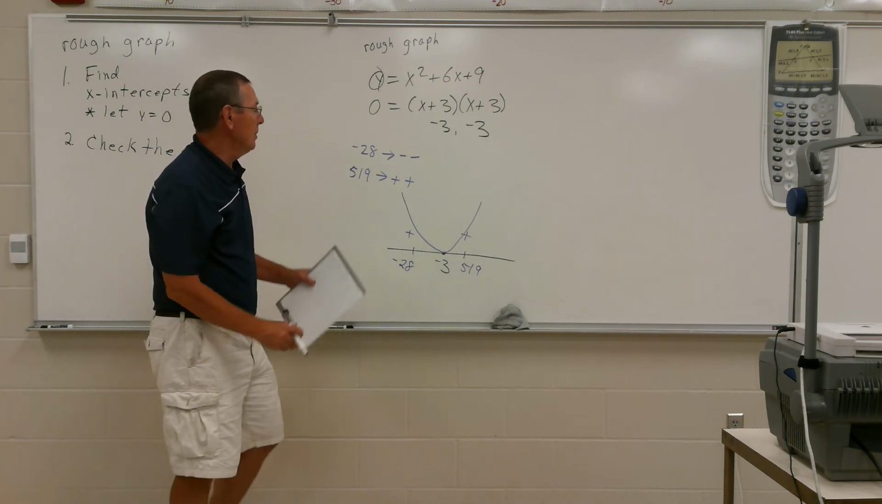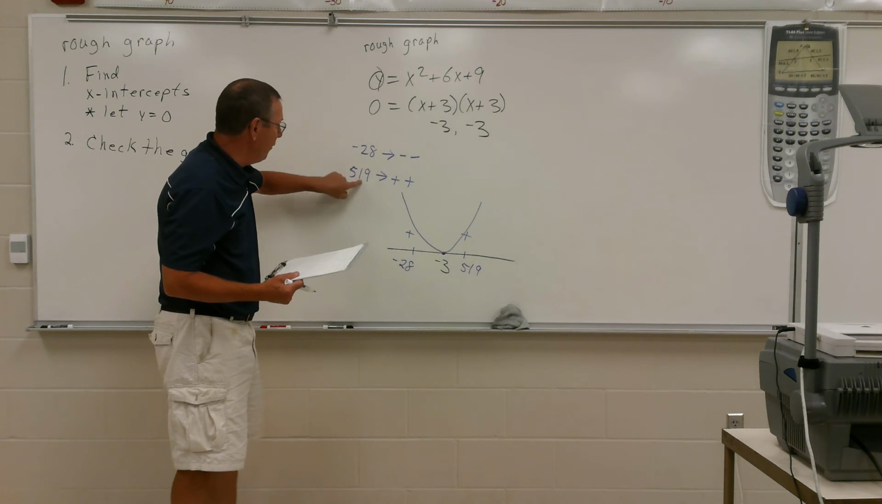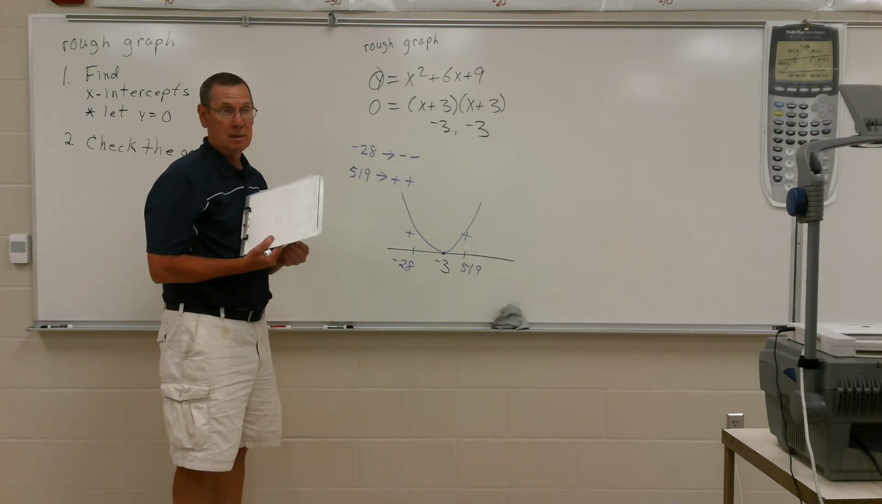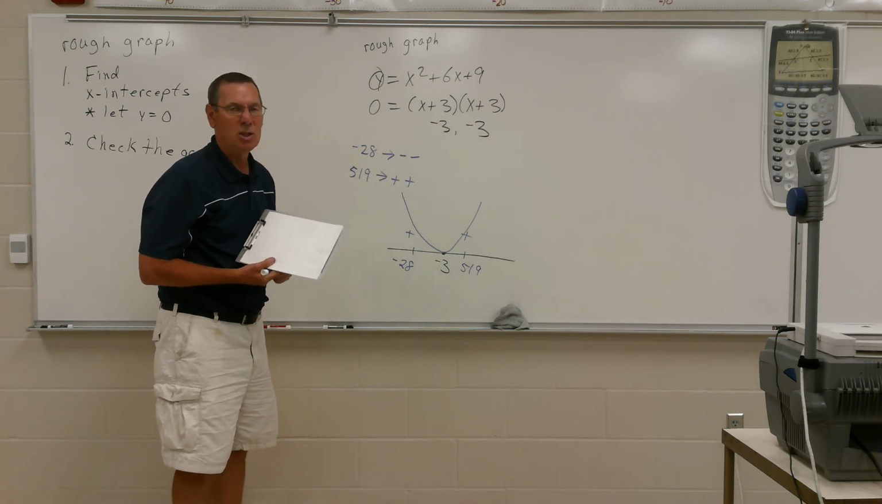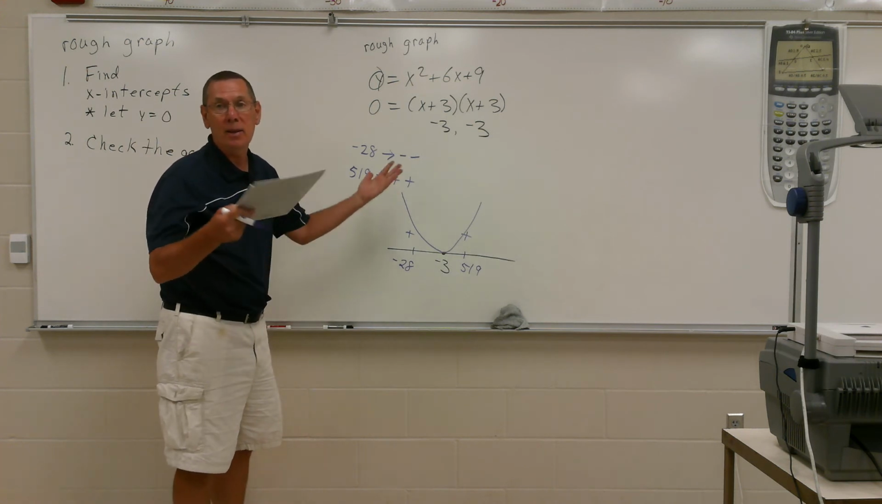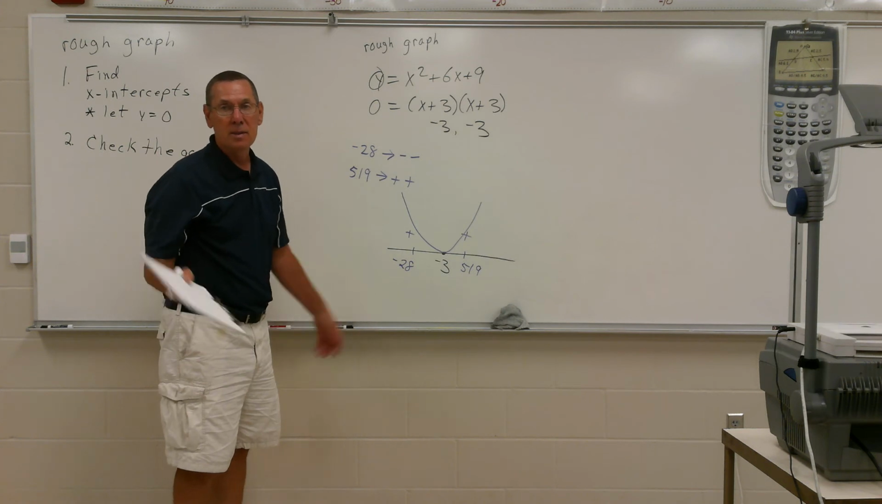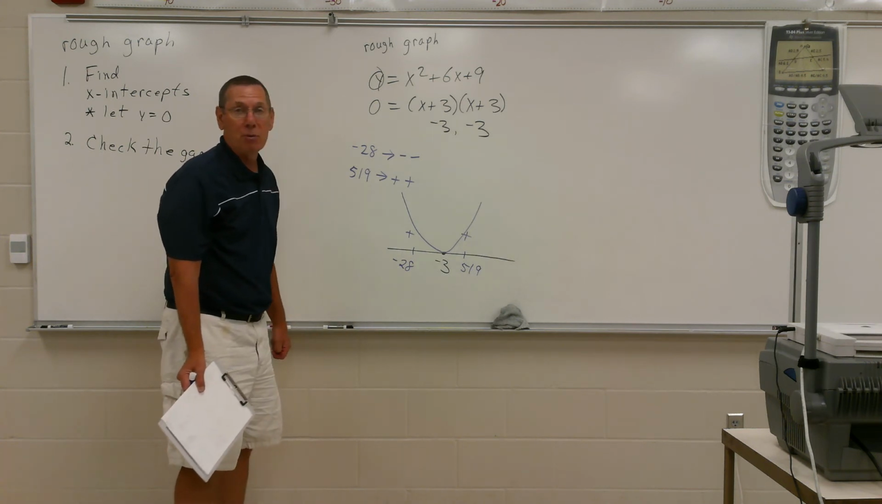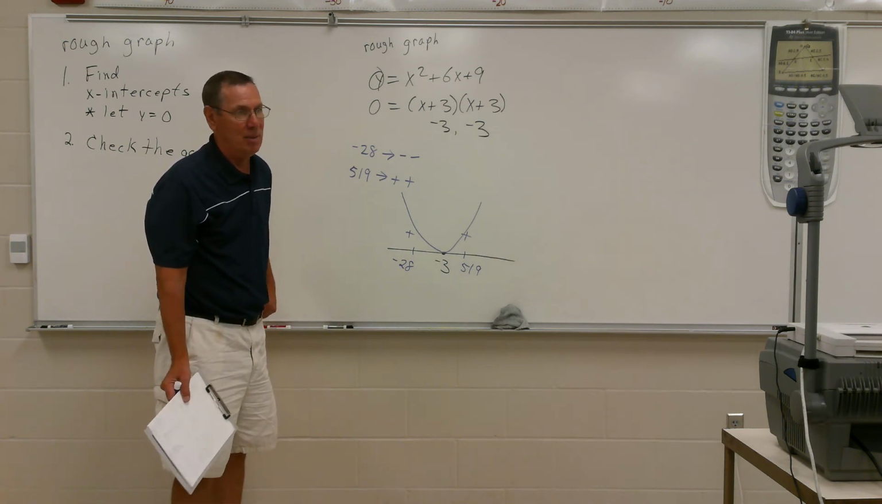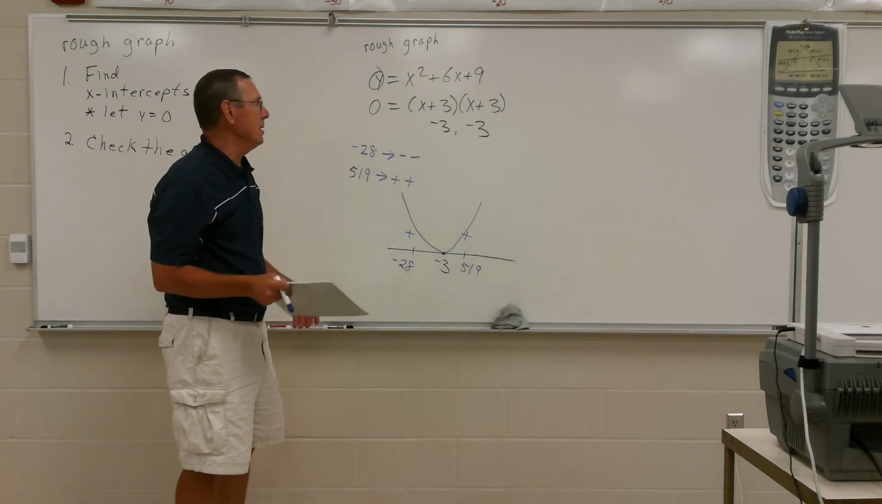Mrs. Bagman, why did I try -28 and 519? Just to be obnoxious. You can try anything in the gap, and I really wouldn't try that. I probably would have tried -4 and 0, something like that. Maybe -3.1 and -2.9 or something like that. What I'm saying is you can try anything that's in the gap.